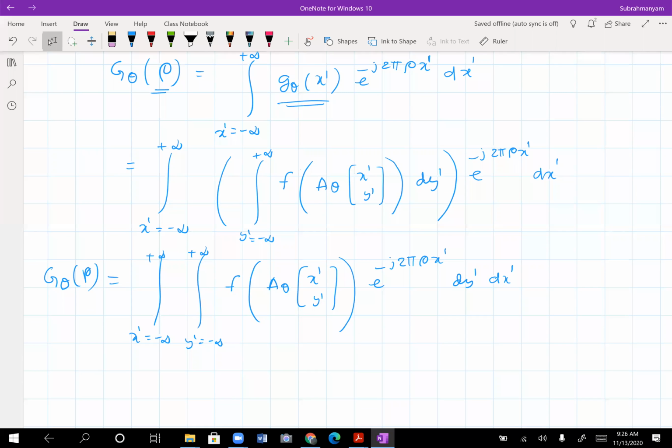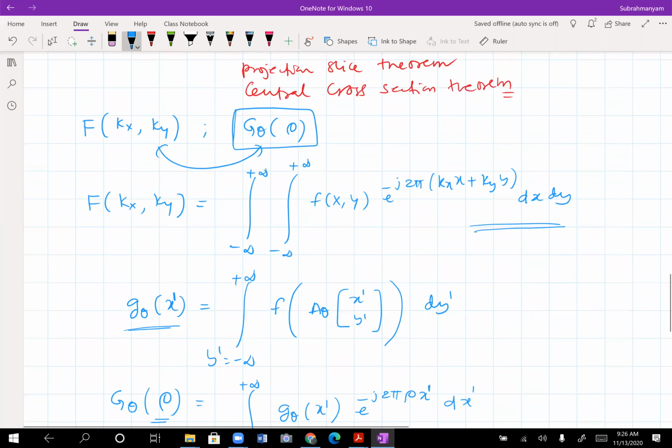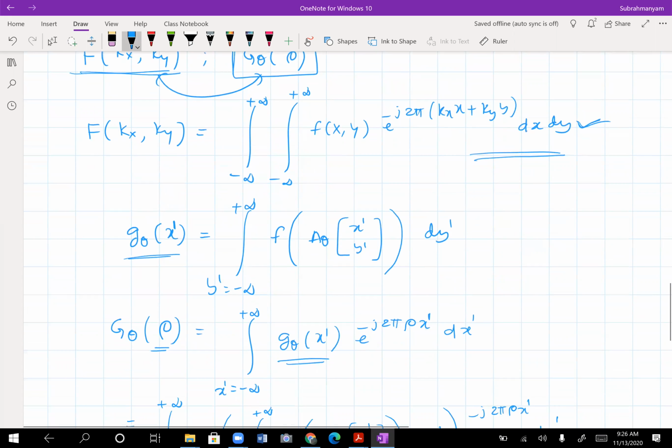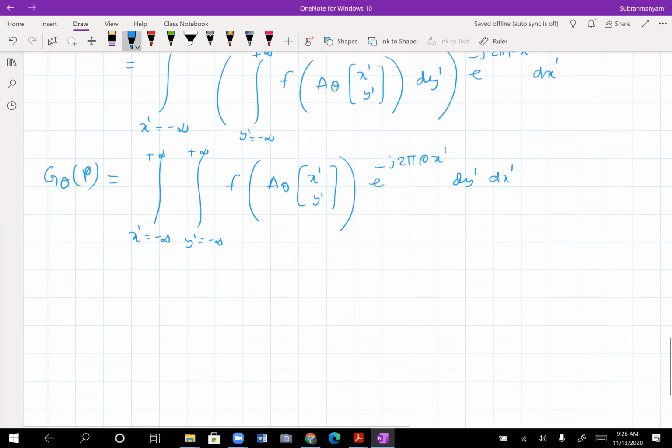What should we do? So what's the question again? See, this I need to write. Finally, g theta of rho, I want to express it in terms of f of kx comma ky. So this f of kx comma ky expression format has to come finally, right? So what do you think we should do now for getting into that form?